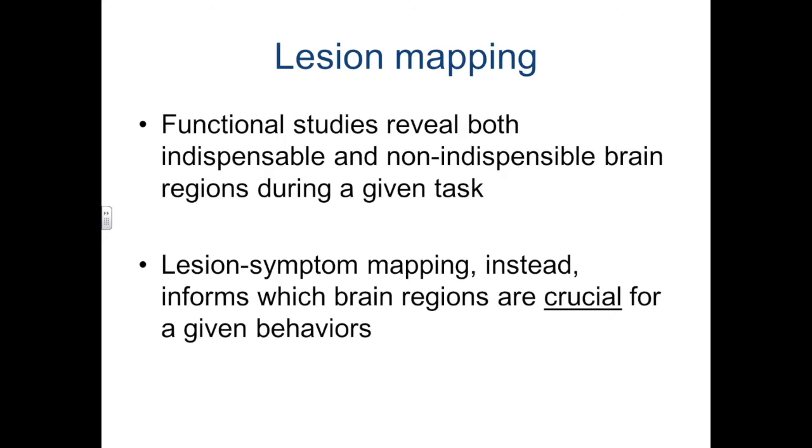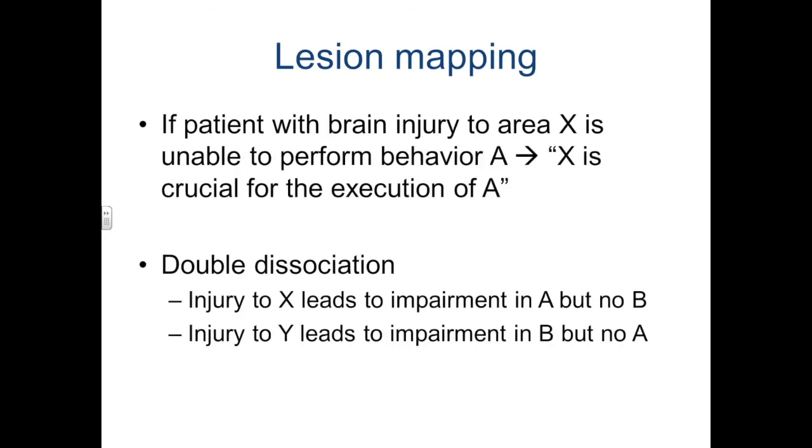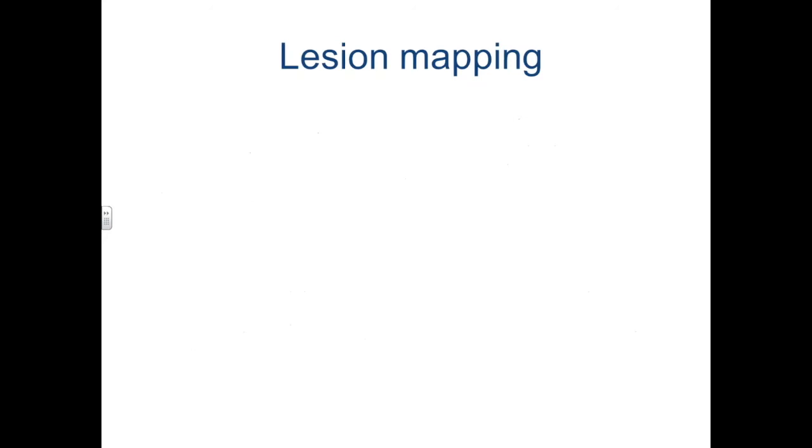So you may be well aware of this classic dissociation where if I have an injury in area X and I can no longer produce certain function A, but I can still perform B, but an injury to an area Y is associated with a deficit in B, but not in A, then you can say, well, X is probably critical for A, but not for B, and vice versa. And so this is the basis for lesion mapping.